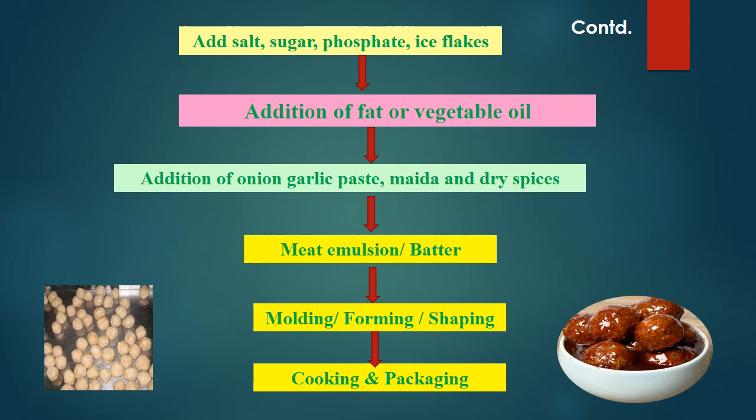Now this batter can be formed into round balls. If it is on a small scale or at household level, it can be done with the hands, and at an industrial level there are automatic ball forming machines. After this it can go for cooking and packing.